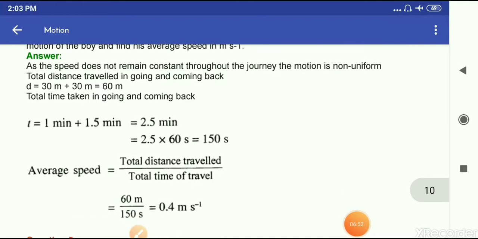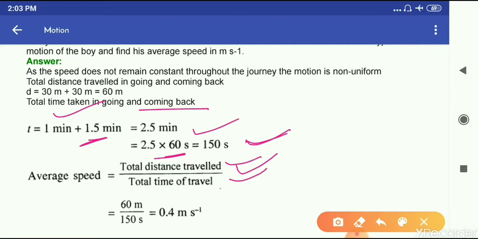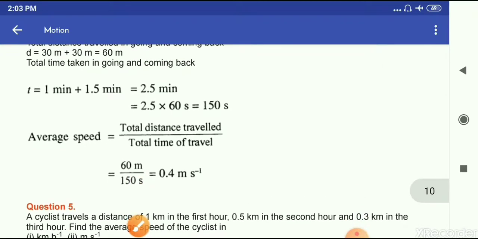Then total time is 1 minute plus 1.5 minute, that is 2.5 minute, and to change it into second, multiply it by 60. So we get the answer 150 second. Now putting these values in this formula, total distance upon total time, we get the answer 0.4 meter per second. So this is the average speed.